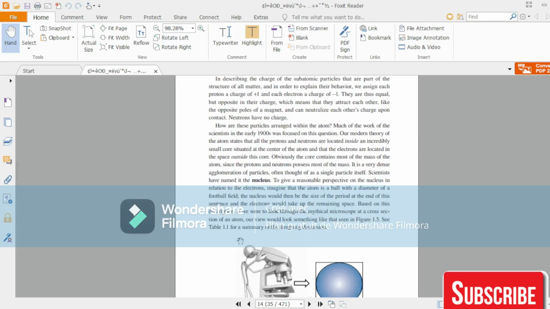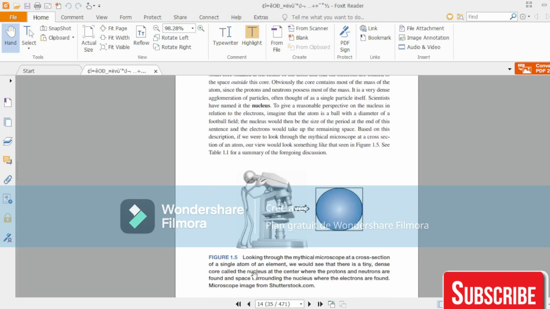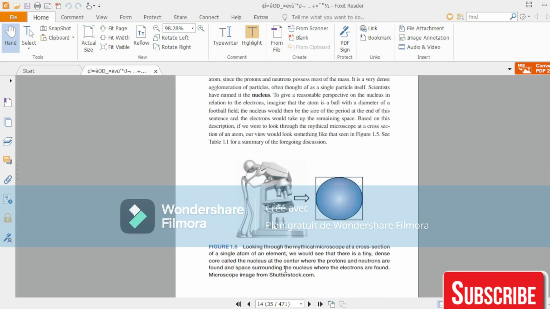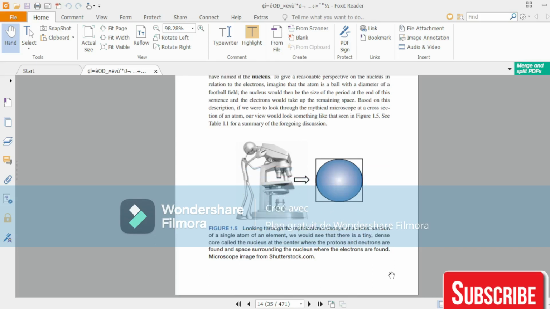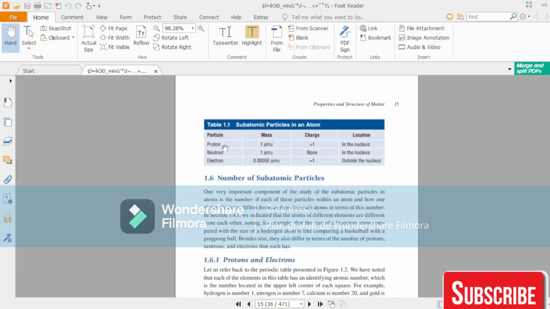See table 1.1 for a summary of the foregoing discussion. So we have figure 1.5, looking through the mythical microscope at a cross section of a single atom of an element. We would see a tiny dense core called the nucleus at the center, where the protons and neutrons are found, and space surrounding the nucleus where the electrons are found. Microscope image from shutterstock.com.